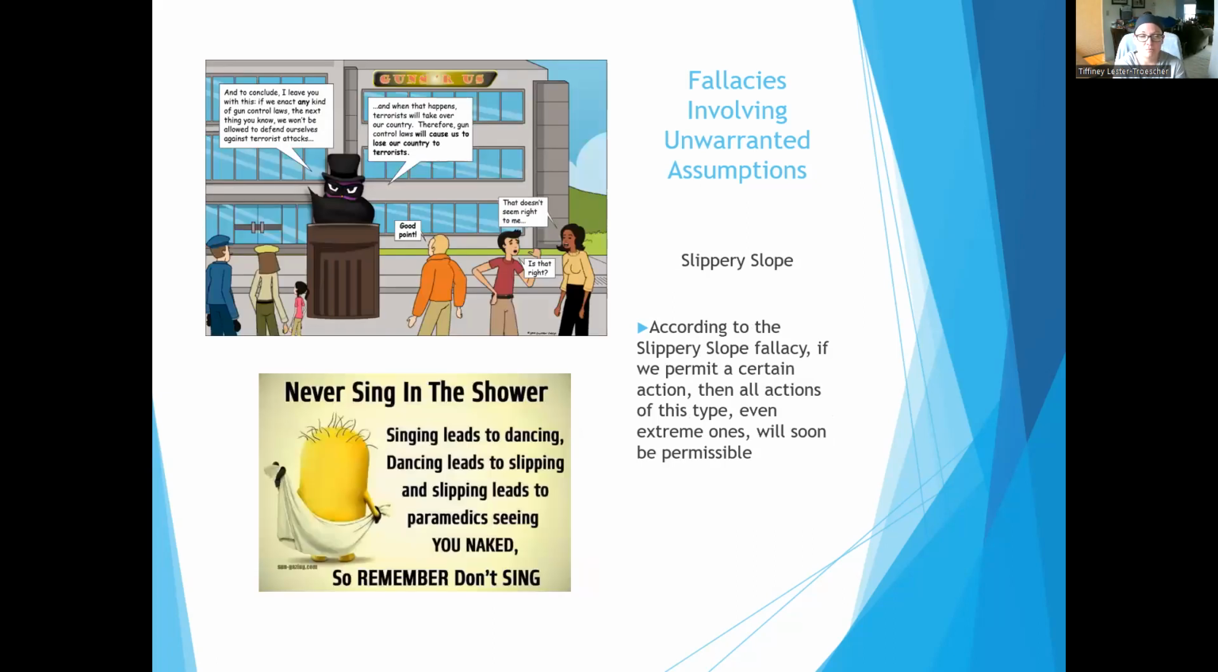Oh, slippery slope. This one is quite abundant as well. So this fallacy occurs when we say, if we allow one thing to happen, then anything else like that, even extreme ones, will soon be permissible. It's almost like give a mouse a cookie. Like this chain of events that happens and it all snowballs, right?